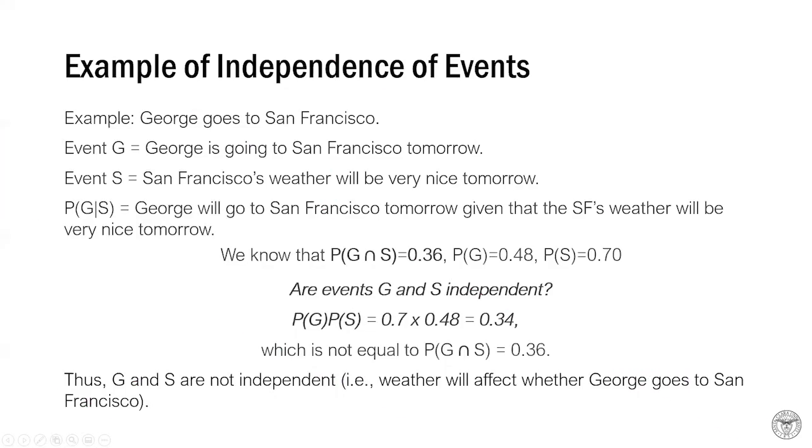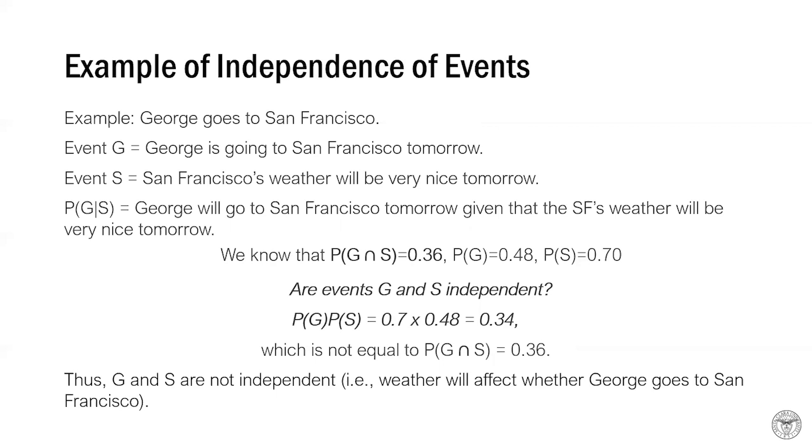To show you how to verify whether 2 events are independent, we can use the case of George going to San Francisco. We already know that the probability of G intersection S is given by 0.36. Multiplying the probability of G and the probability of S, we have the probability of G times the probability of S equal to 0.7 times 0.48, equal to 0.34, which is not equal to 0.36 for the intersection probability.